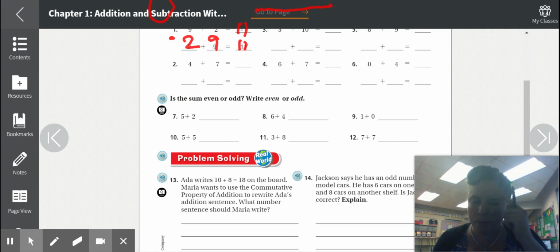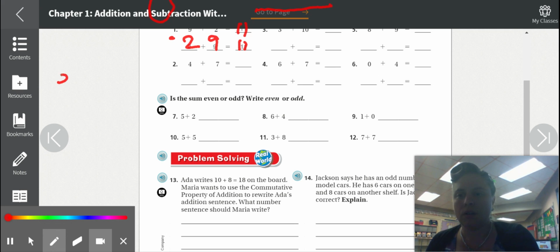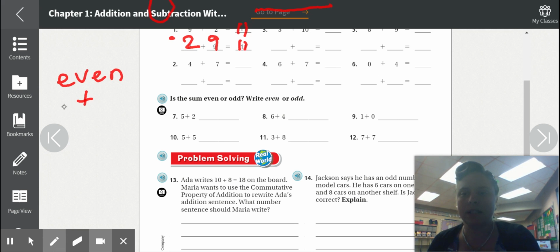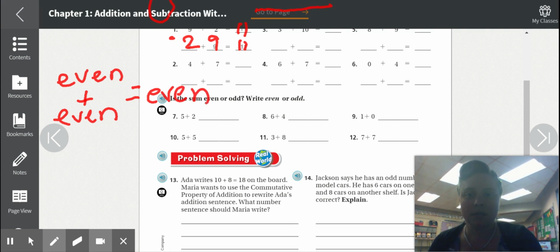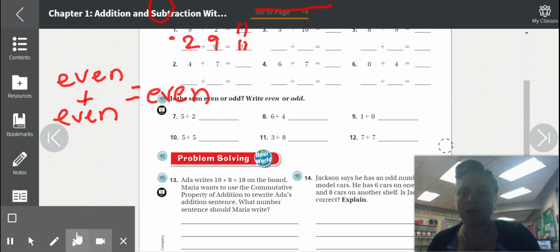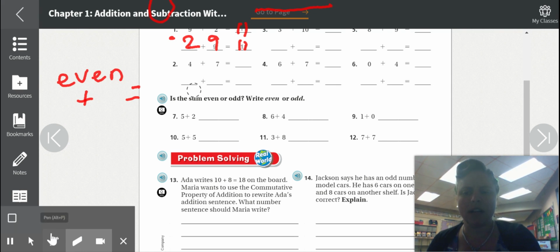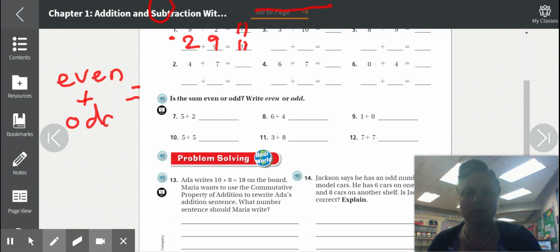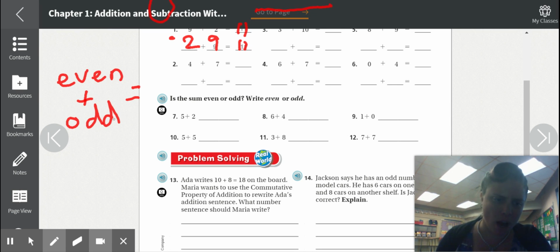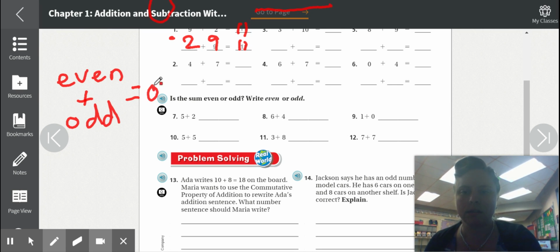And this is something we have to remember about our number patterns. When we add two even numbers together, even plus even, we always get an even. Okay? But what if we add an even and an odd? If we add an even and an odd every time, we are going to get an odd number.